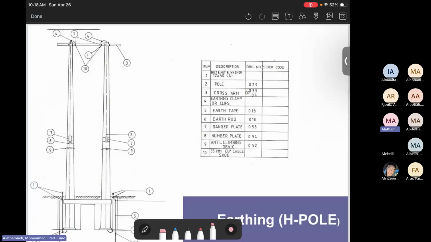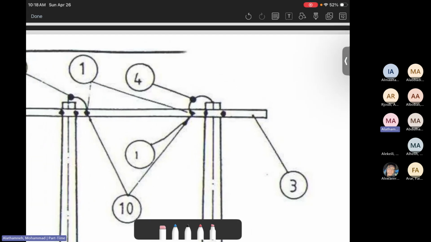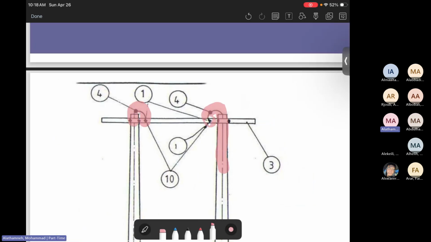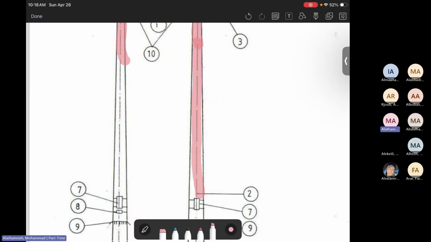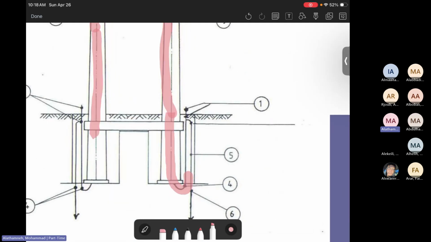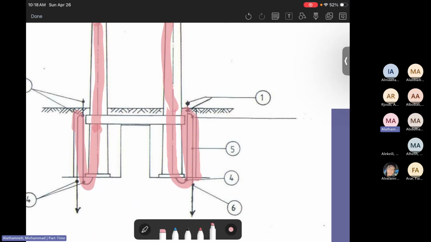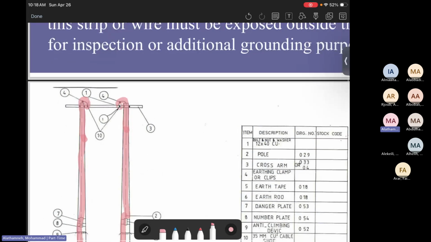What do I mean by this? Assume you have a double pole. Each pole is grounded. Here at the ground, the ground wire goes inside the pole, and the same here inside the other pole. The ground wire keeps going inside the pole to the end of the foundation. Here's the ground level, then it goes here. That's the grounding. So all of these poles are grounded, no matter if they are concrete or steel. All of them must be grounded.